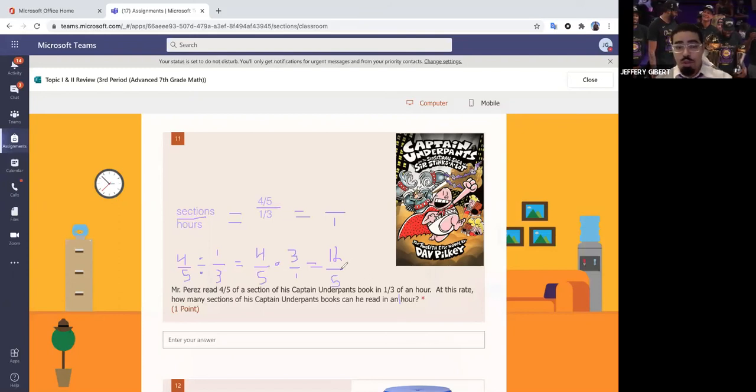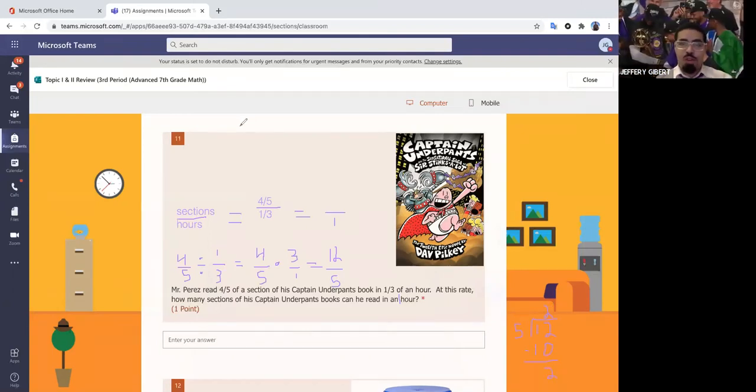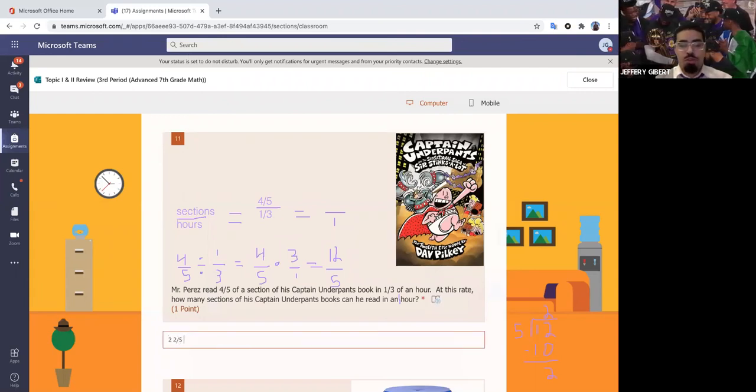So if you want to convert this to a mixed number, you got to do 12, which is the numerator, divided by the denominator, which is 5. 5 goes into 12 2 times. 2 times 5 is 10. So 12 minus 10 is 2. So you got 2 and 2/5. So our answer will be 2 and 2/5 sections.